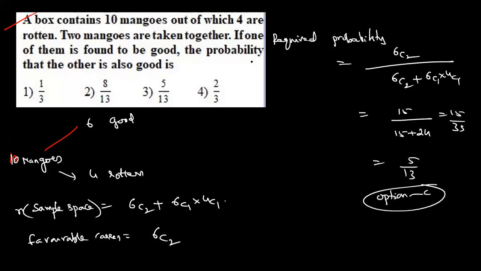Two rotten means how is it possible? Mohan Kumar, see the question carefully. Probably that the other one is also good. There are 6 good, 4 rotten. Only 6. They're asking both mangoes are good.